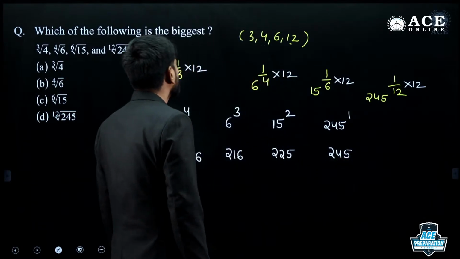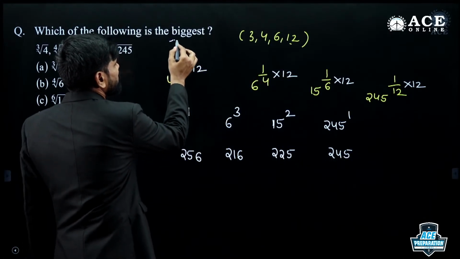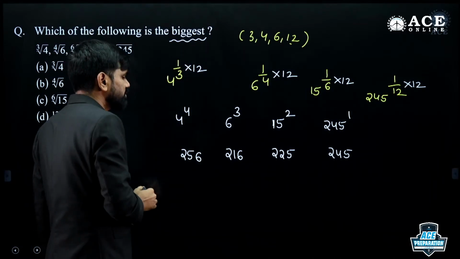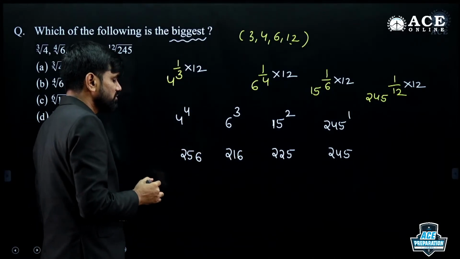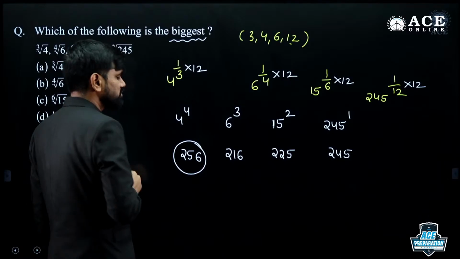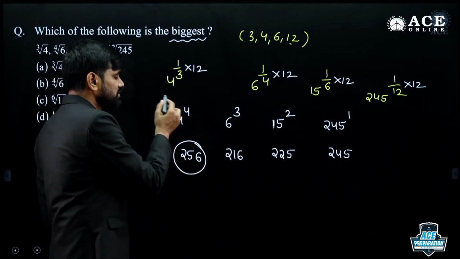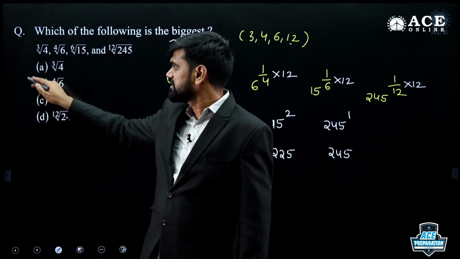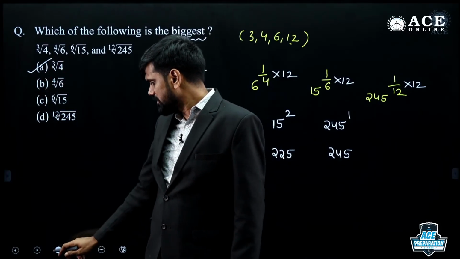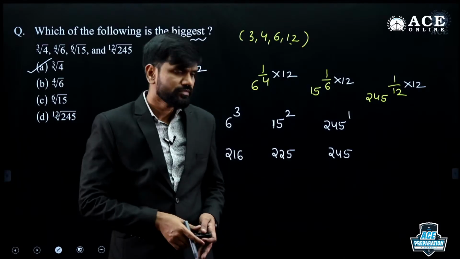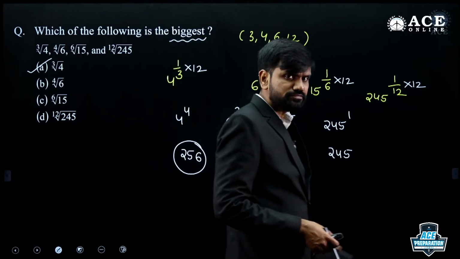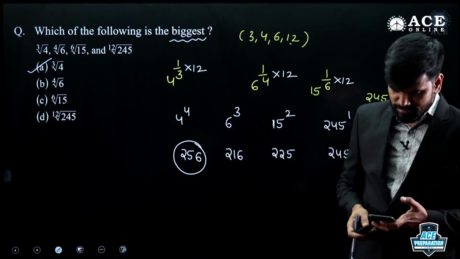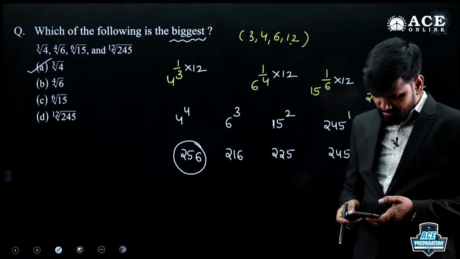Which one do we need? The biggest. So if you want the biggest, you just check which is the biggest result you got over here. The biggest among these is what? 256, which is nothing but the first one. Hence your answer has to be what? Option A. Option A. Is that clear with everyone?